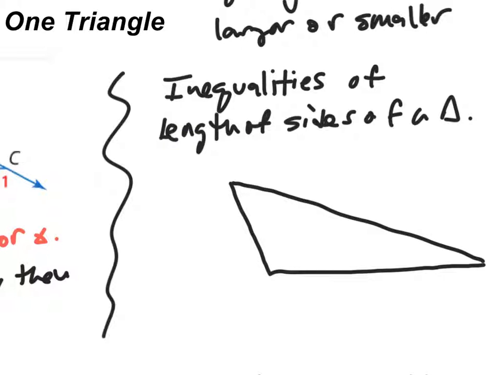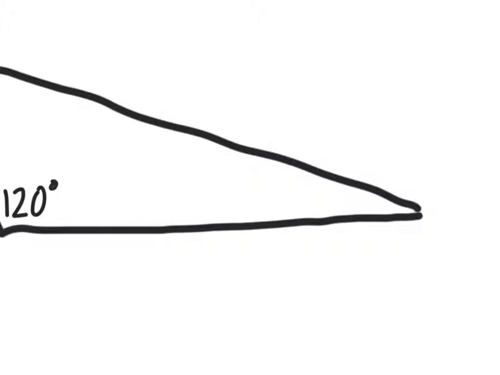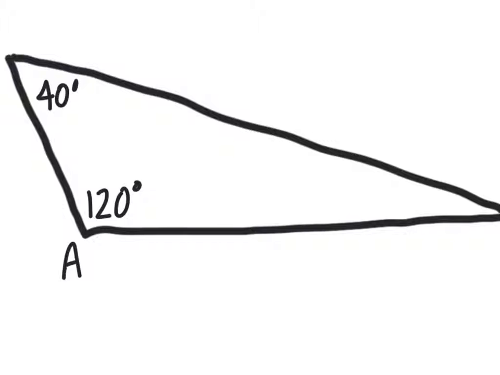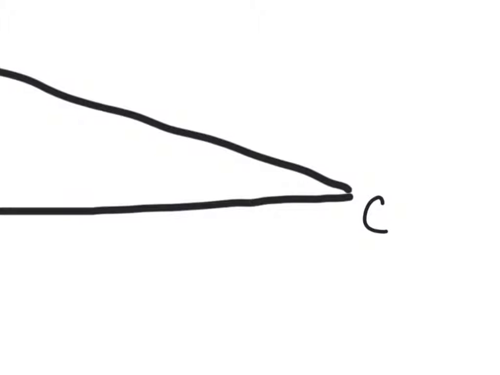Let's call this angle A for starters, and I'm going to say that angle A is 120 degrees. Then I'm going to call this angle B over here, and say that angle B is 40 degrees. And over here I'm going to call this angle C. If this angle is 40 and this angle is 120, that adds up to 160. So then I know that this angle over here has to be 20 degrees.